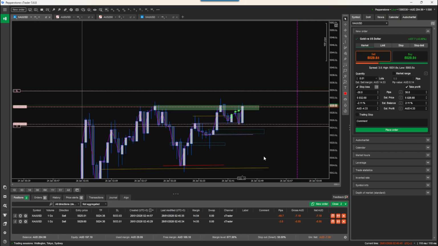Still really struggling at that high. Good second entry, but I'm happier with the second entry than the first. I thought I was going to keep cracking on down into here.